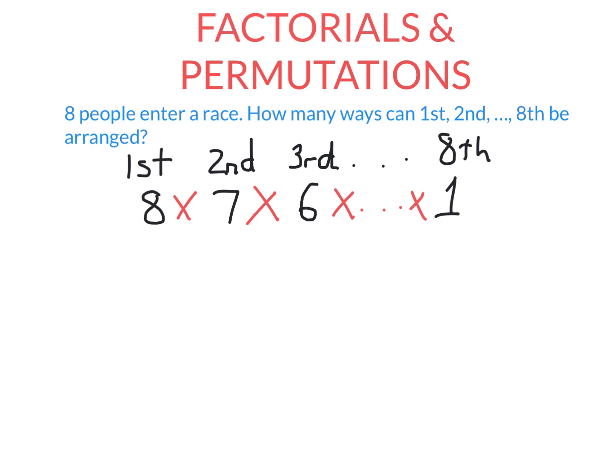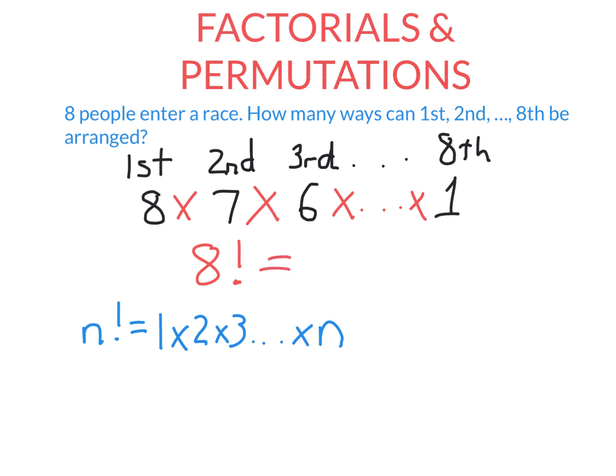So fortunately, we have a function that does that for us. 8 times 7 all the way down to 1, we write this as 8 factorial. Whenever you see this factorial symbol, it means you multiply all the natural numbers, so from 1 times 2 times 3, all the way up to n. So 30 factorial would be 1 times 2 times 3 times 4 times 5, all the way up to 30. 8 factorial means 1 times 2 times 3 all the way up to 8, and you can put that straight on your calculator and you get 40,320. That is the total number of arrangements.